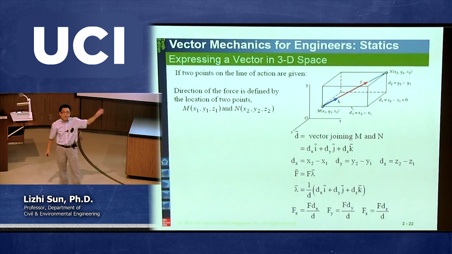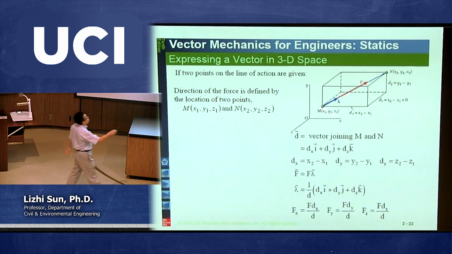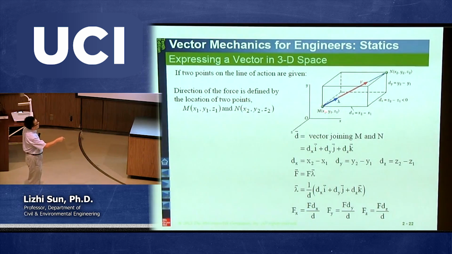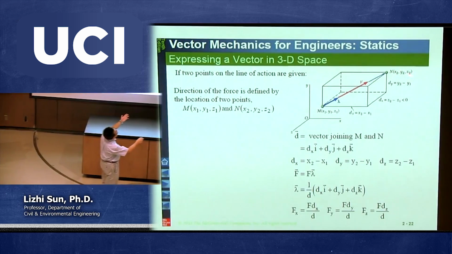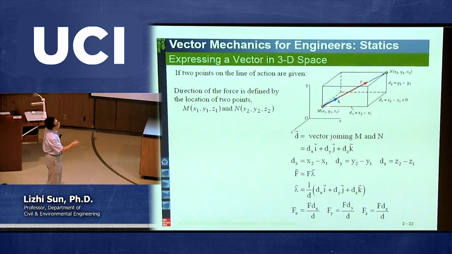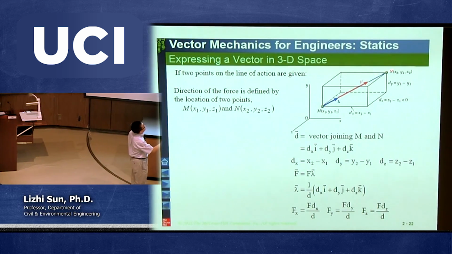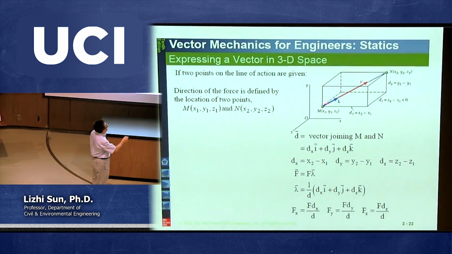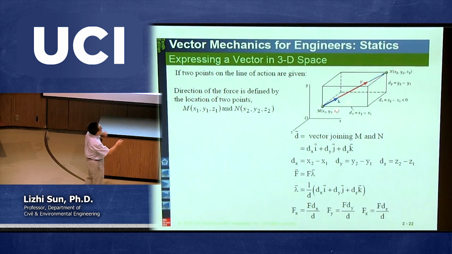Of course, normally when you look at certain examples, you need to identify two points. It's really up to you, right? So point M, point N. If we know these two points with three components, point M with x1, y1, z1, and point N with x2, y2, z2, then we can calculate lambda. How to calculate lambda? First of all, we find the distance from M to N. That has nothing to do with the force. We already identified two points, so we just use those two points.